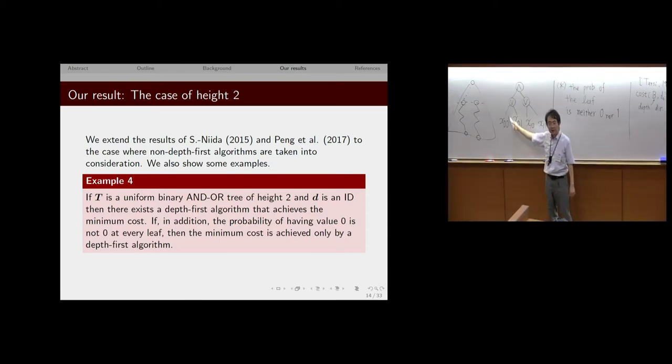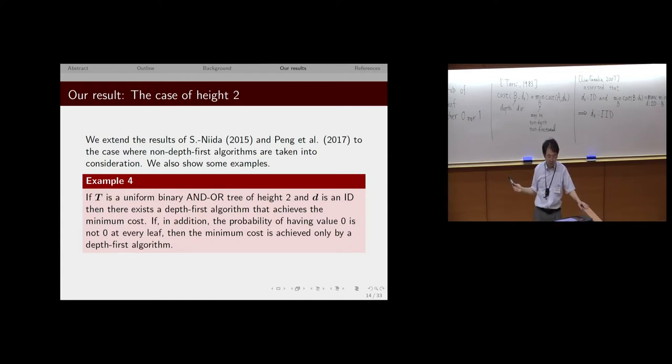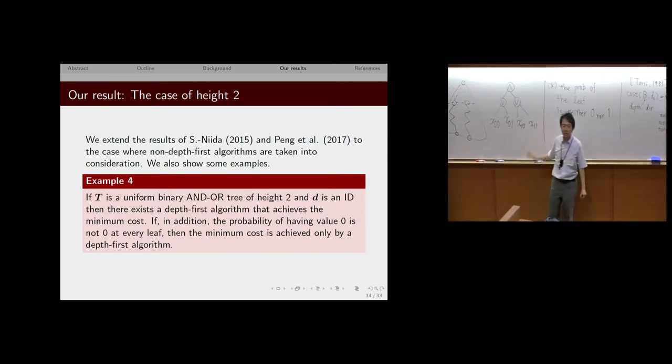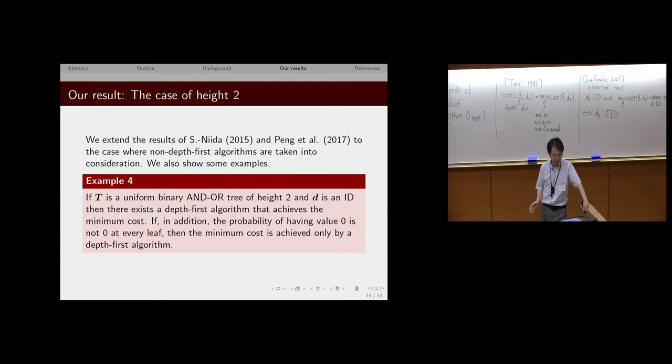In this tree, the situation is very simple. In a uniform binary AND-OR tree of height 2, given D, and suppose that D is an independent distribution. Then there exists a depth-first algorithm that achieves the minimum cost. And if, in addition, the probability at each leaf is not zero, then the best algorithm is always a depth-first algorithm. So if we had a similar result for an arbitrary height, the problem would become trivial.